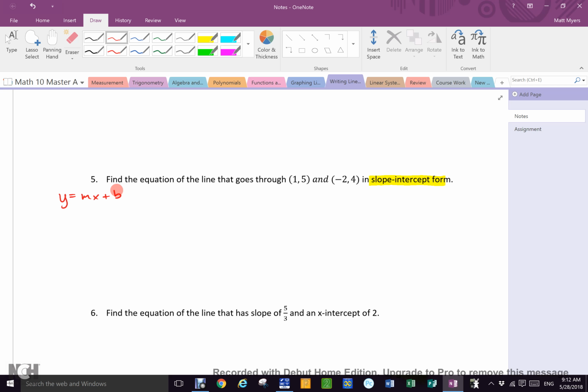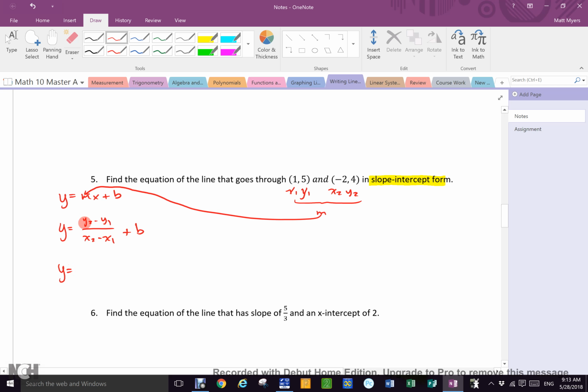You said y2 minus y1 over x2 minus x1. Why are you saying that? Because there's x1, y1, x2, y2, and doesn't that give you slope? And can't that go right in there? Let's do that then. This is really y equals y2 minus y1 over x2 minus x1 plus b. What can go in there? What goes in for y2? The way I've written it.